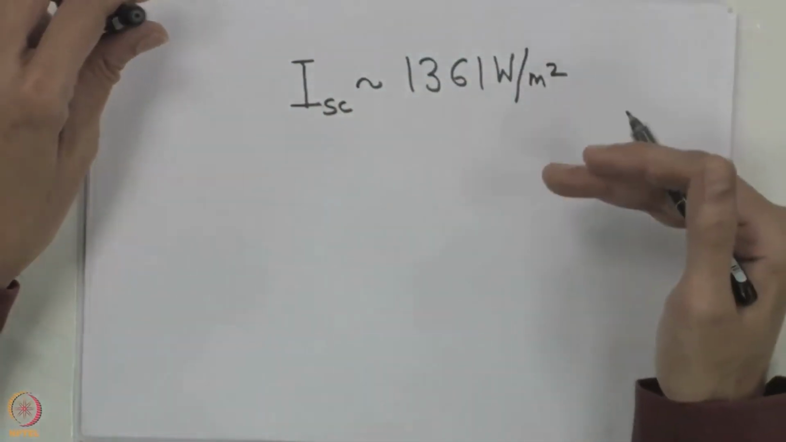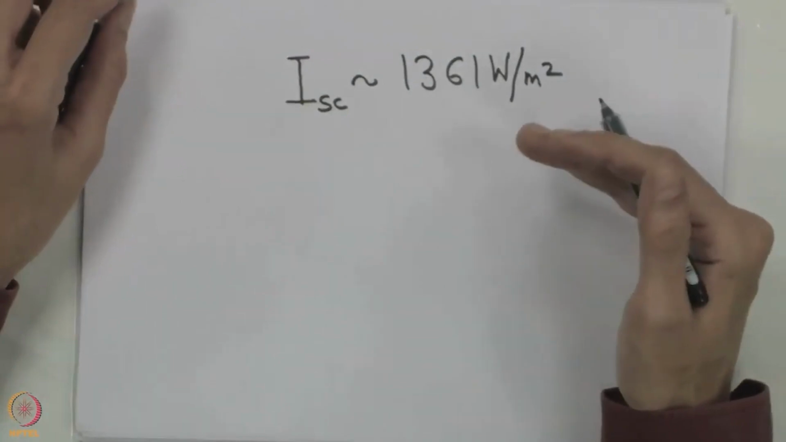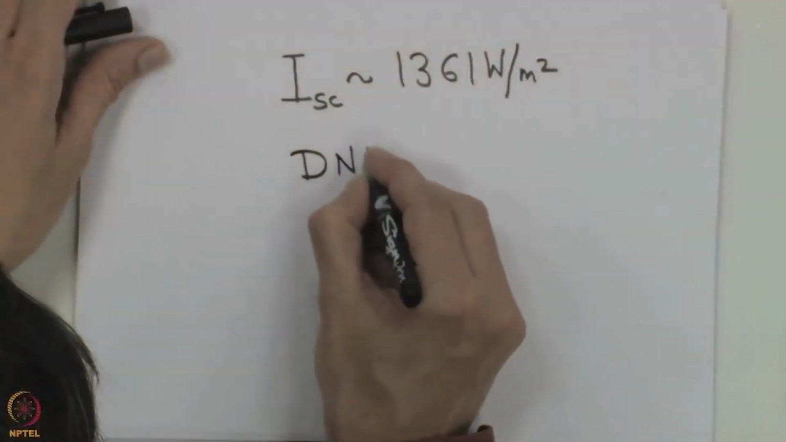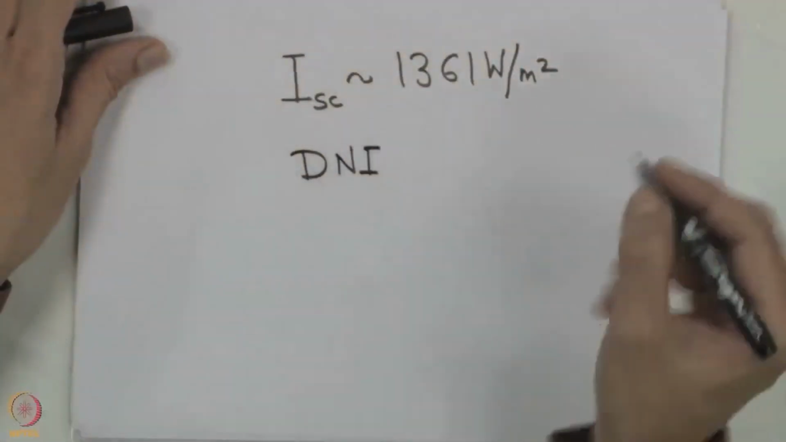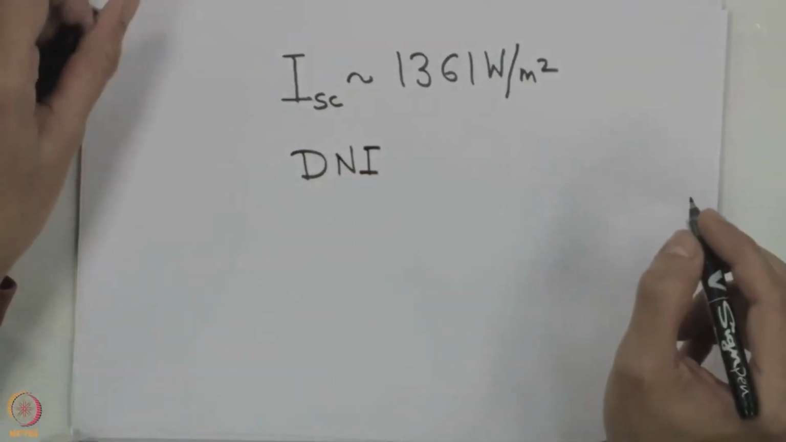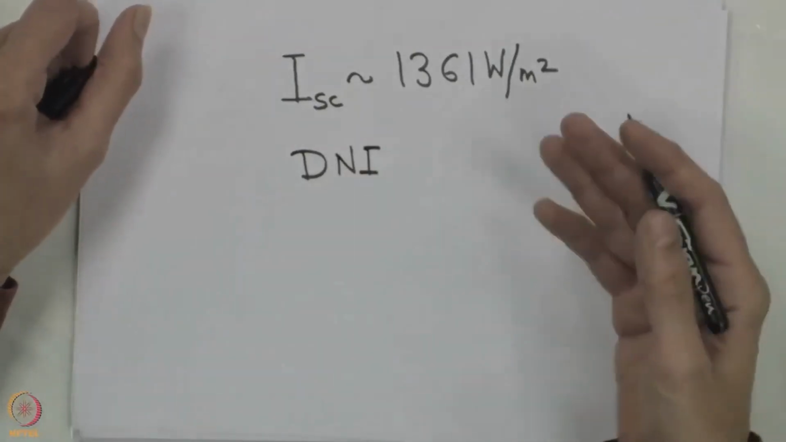When it comes through the atmosphere, some of it gets scattered, some of it comes down as diffuse, some of it gets absorbed, and what we have is what is known as the direct normal irradiance, DNI. When we talk about solar photovoltaic, we usually have a standard which is based on 1000 watt per meter square, and we create the characteristics for that insolation. When the insolation is lower, the output would be lower.